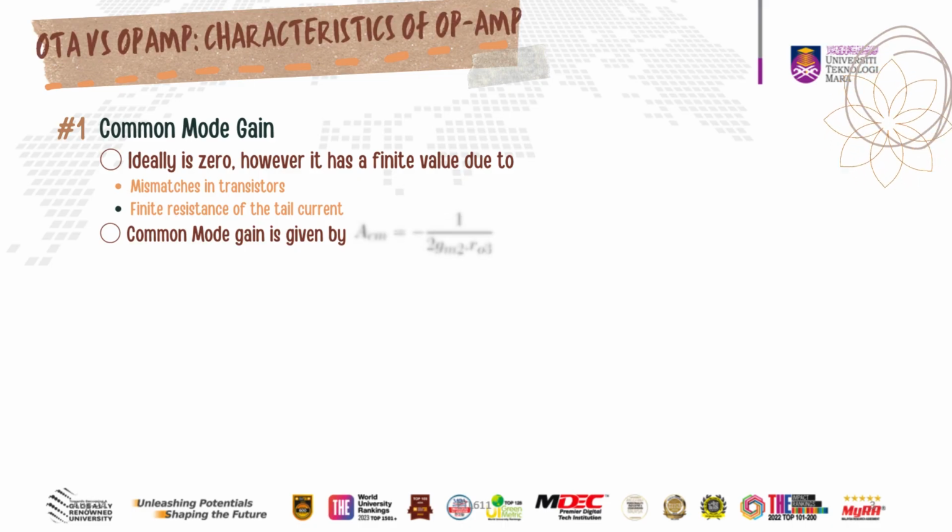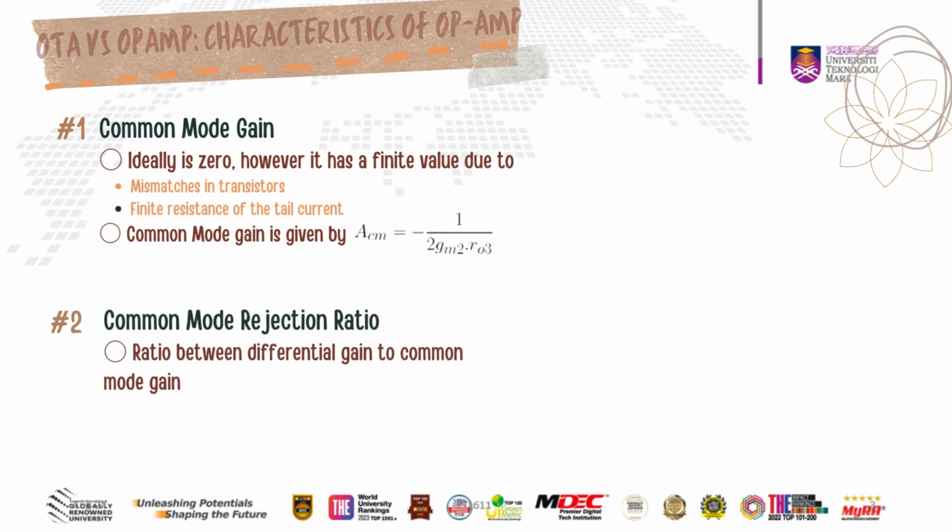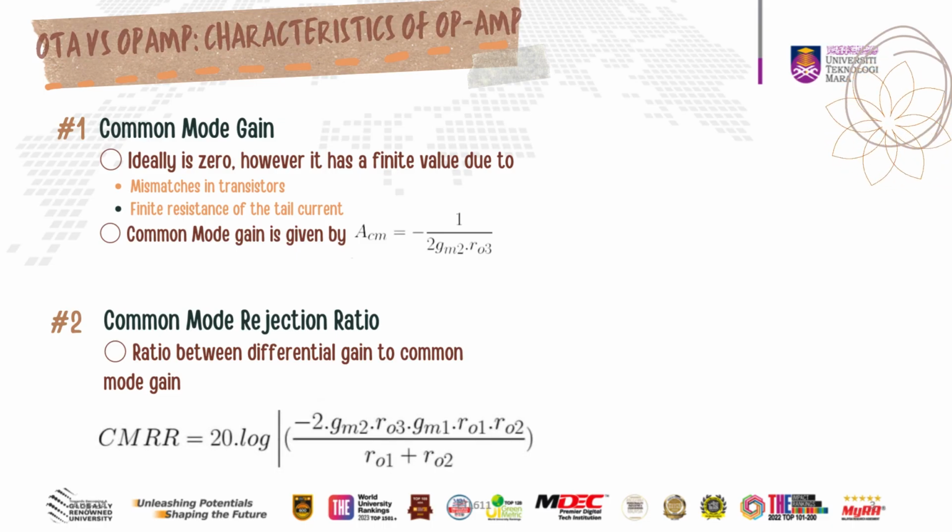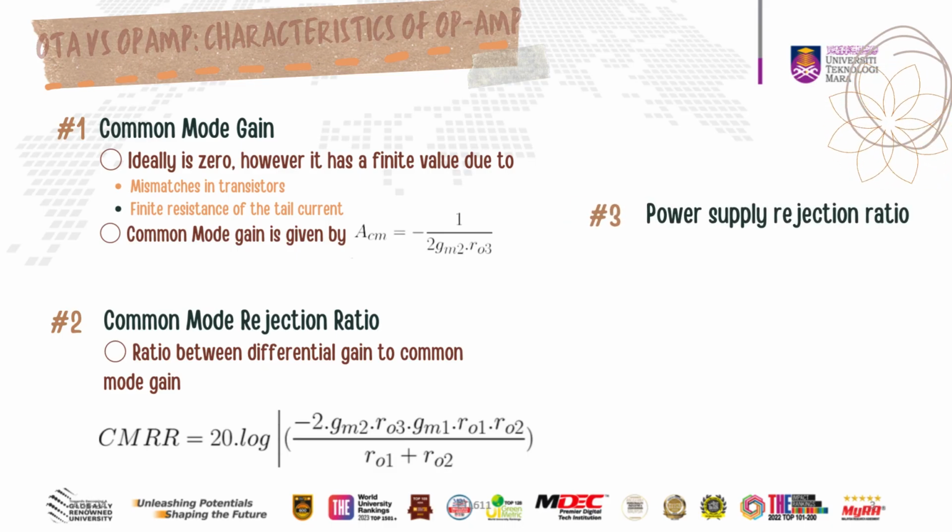The equations provided show the formula for calculating the common mode gain, which is inversely proportional to the conductance of the transistors and the resistance of the tail current. Second one is CMRR. CMRR is the ratio between the differential gain and the common mode gain of an op-amp. The equation for CMRR demonstrates that it depends on the transconductance of the transistors and resistance in the circuit. A higher CMRR is desirable as it indicates the op-amp's ability to reject common mode signals and amplify only the differential signals.